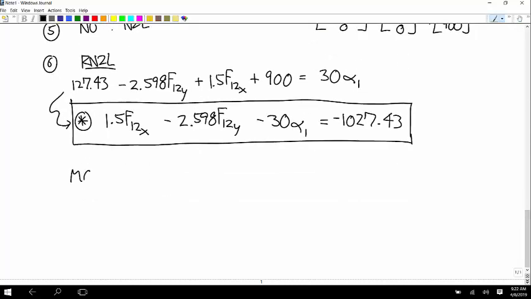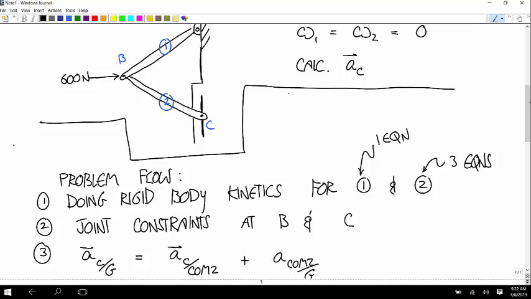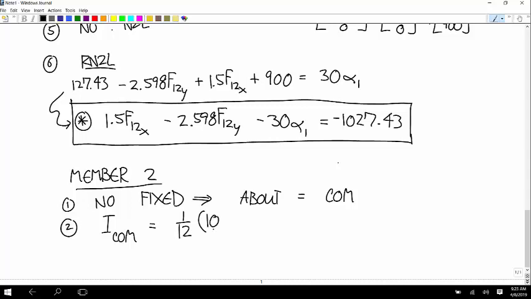And then member 2. Does that one have a fixed point? Nope. It has those joints, but no point on it stays in place. So no fixed point, and that means that our about point is going to be the center of mass. And so the mass moment of inertia about the center of mass is 1/12 times the mass times the length squared, and there's no parallel axis theorem part. So that is 7.5.